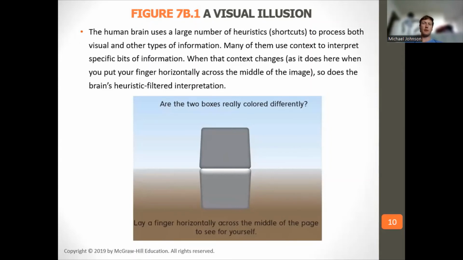So if you put your finger horizontally across the middle of the image, your brain's heuristic filtered interpretation will change. Do the boxes have two different colors, or are they the same color? Try putting your finger horizontally across the middle of the image, and then see if the two boxes have different colors. Do they have different colors?